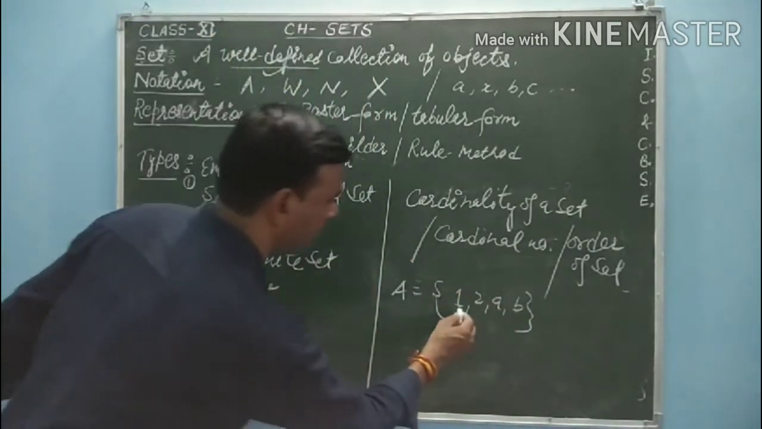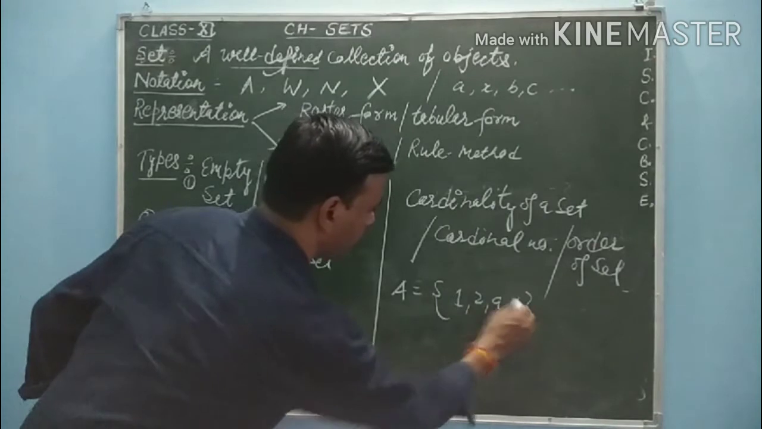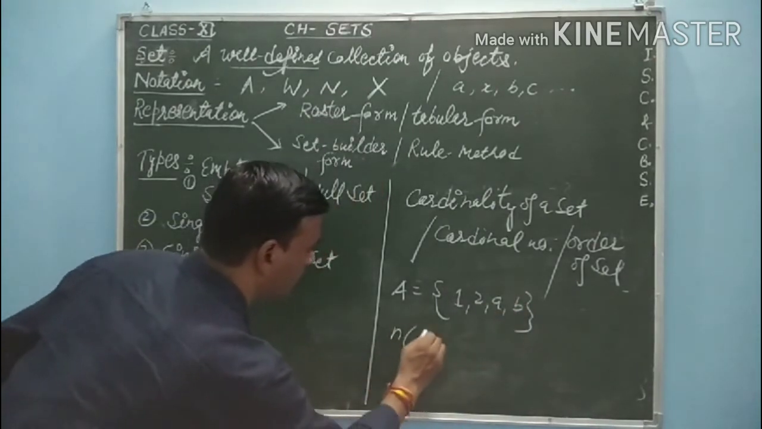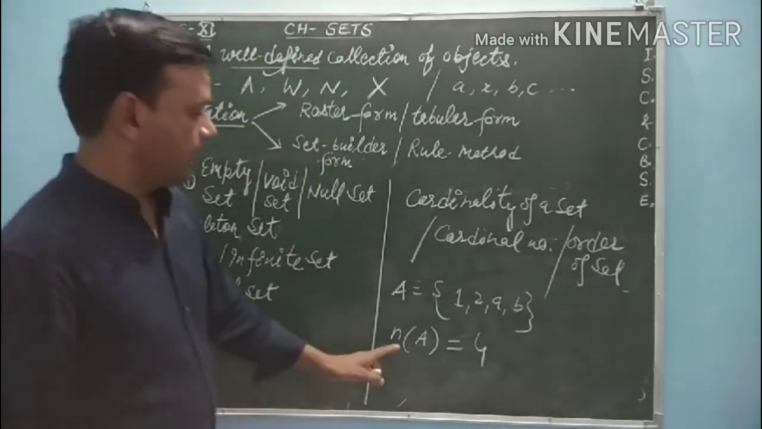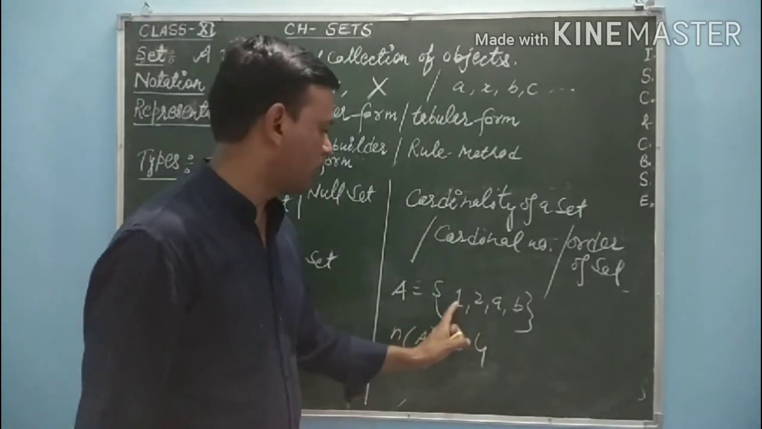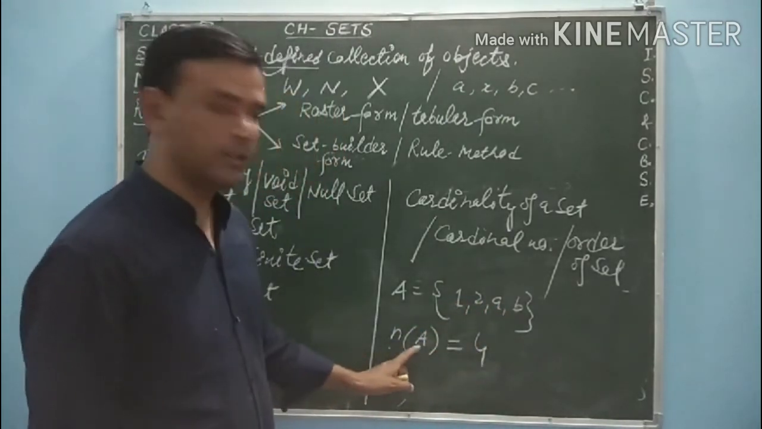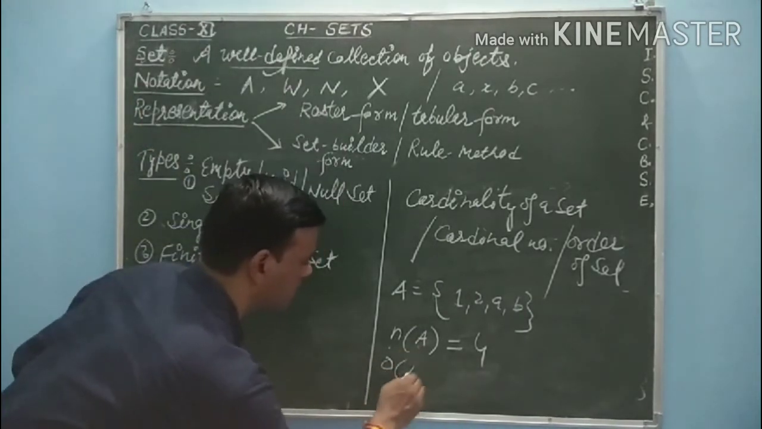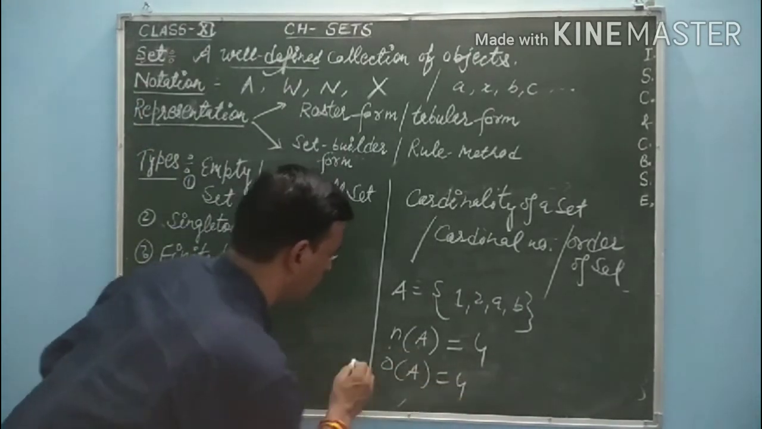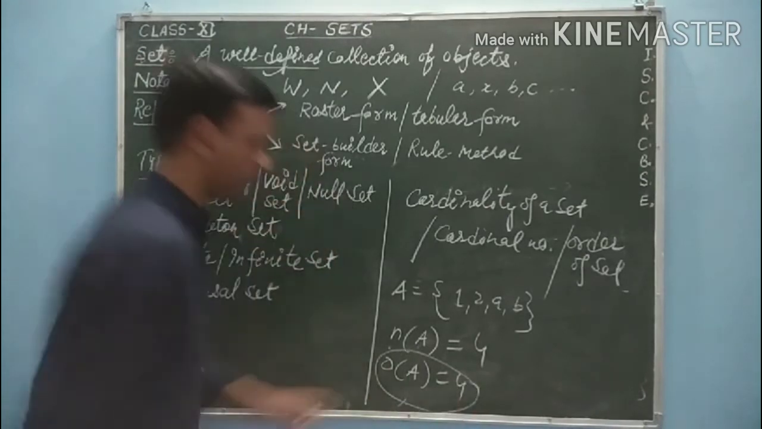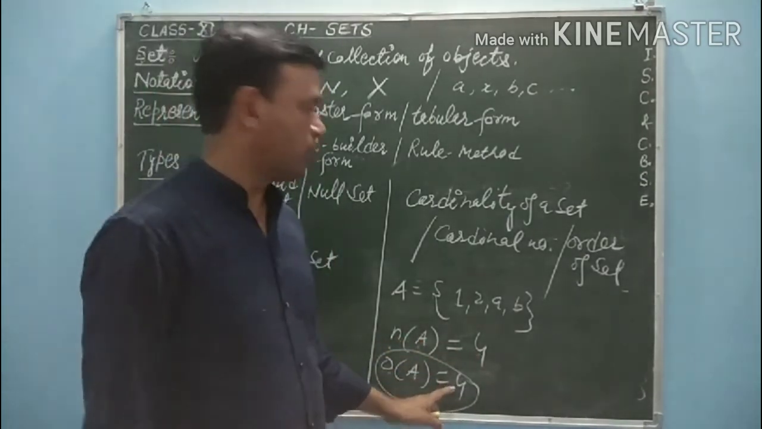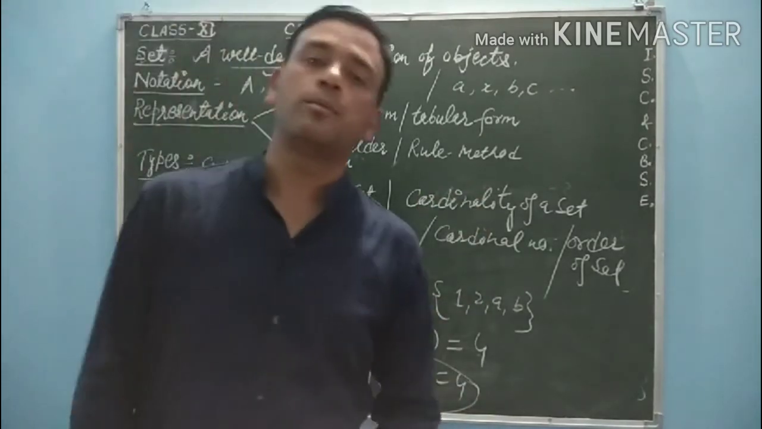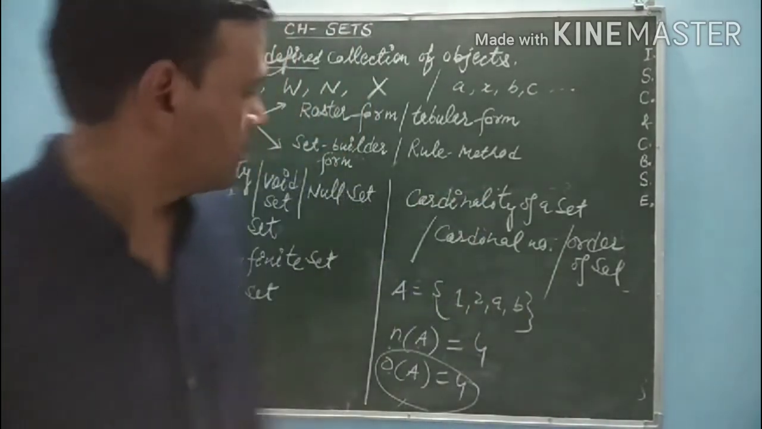Suppose an example: here, how many elements are there? 1, 2, 3, 4. So the cardinal number of set A here is equal to 4. It means the number of elements in this set is 4: 1, 2, 3, 4. Therefore n(A), or you can say the order of this set A, is equal to 4. Same thing here: the cardinal number of set A is 4, or the order of the set is also 4. Cardinality of a set means the number of elements in the set.